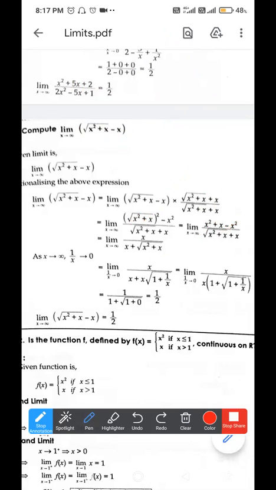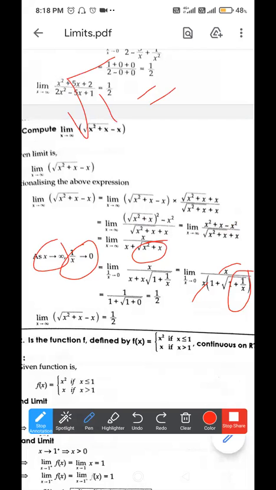After doing that, x tends to infinity, then 1 by x tends to 0. Take x as common and cancel. From this part, take x as common. This x and this x will get cancelled, and this 1 by x will become 0. So your answer will be 1 by 1 plus root 1. Root 1 is nothing but 1. So 1 by 1 plus 1, that will be 1 by 2.